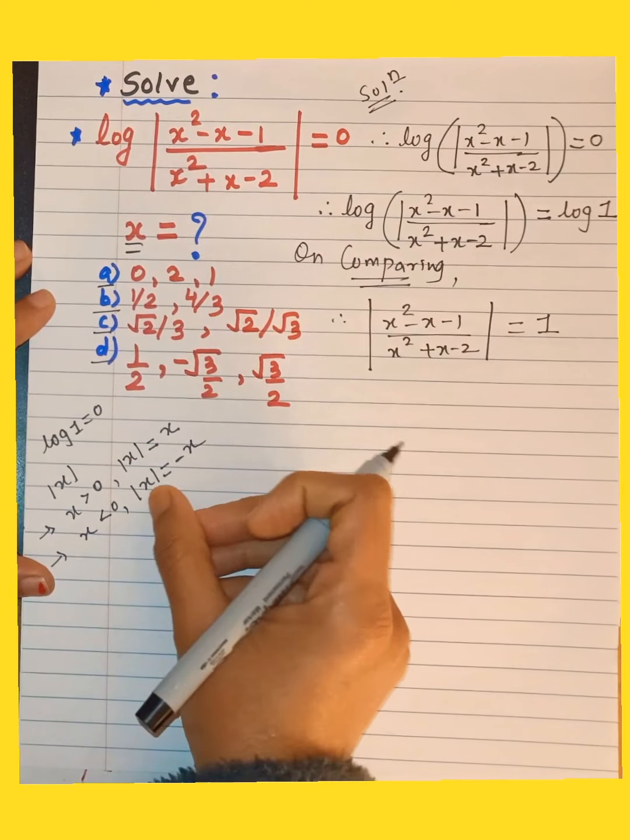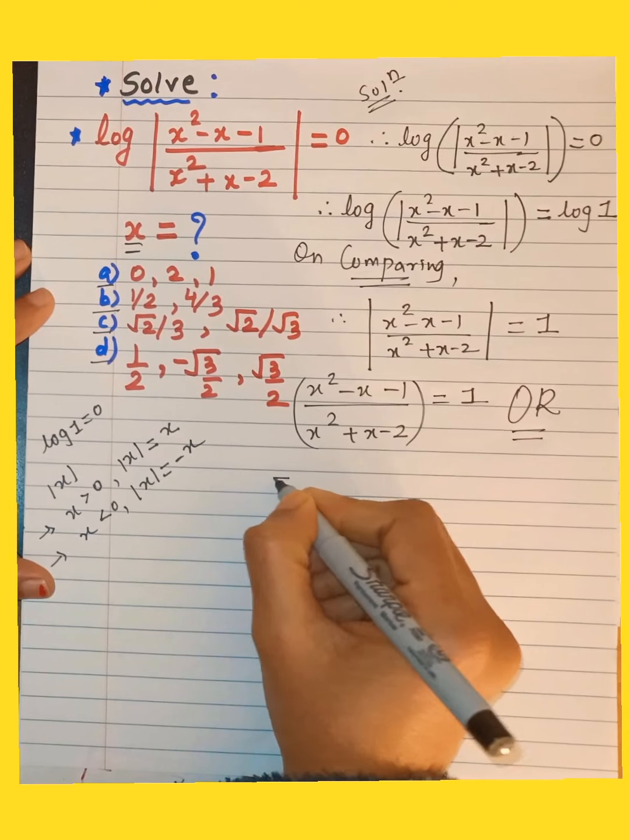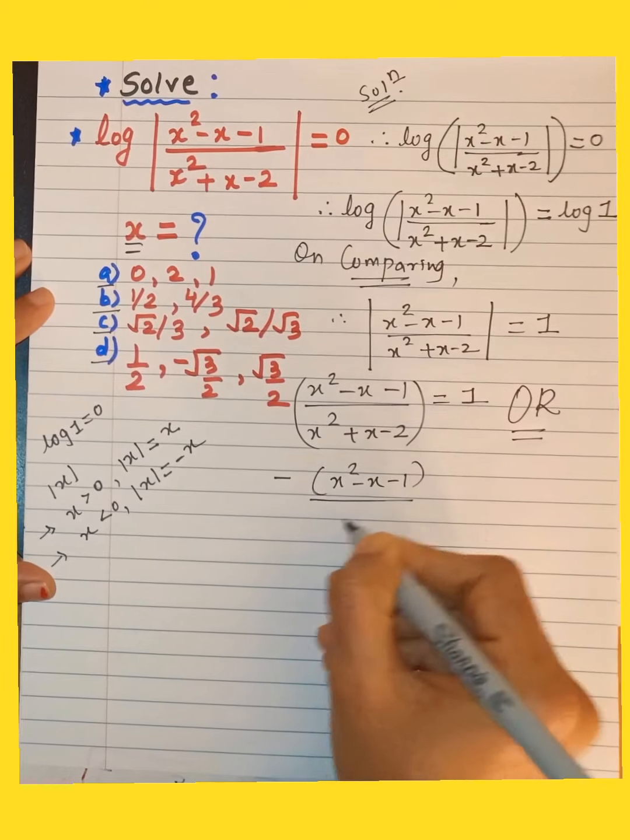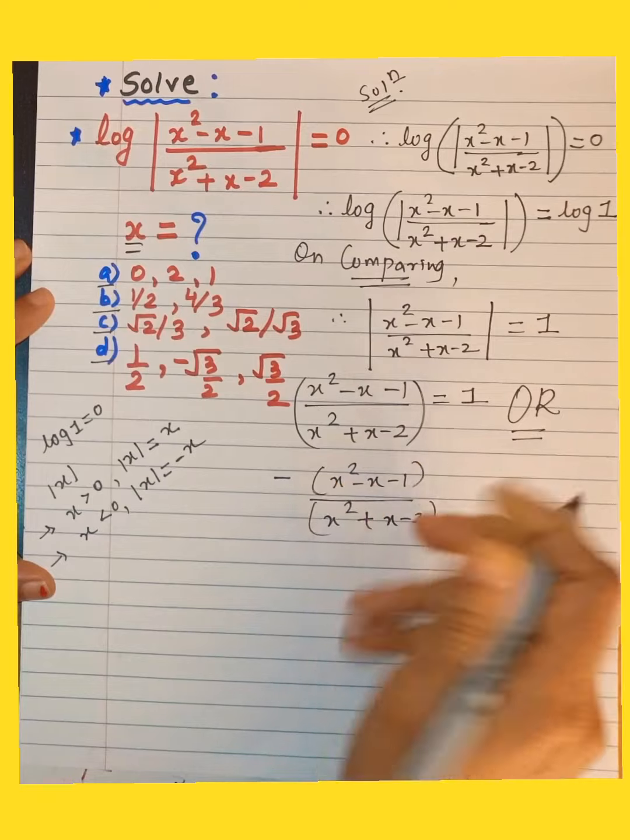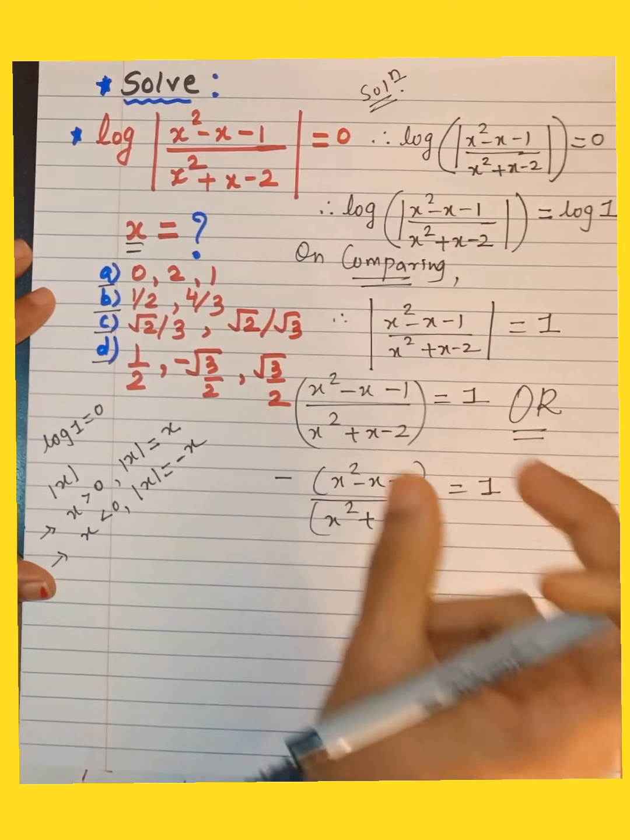Or the second equation that we will get is negative x. So this whole part will be negative. So the second equation that we will get is negative minus of (x square minus x minus 1) upon (x square plus x minus 2). Okay, this whole part equals 1. So we now have two equations, one is positive and one is negative.